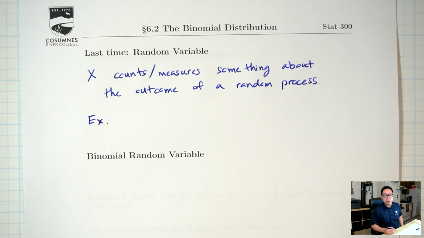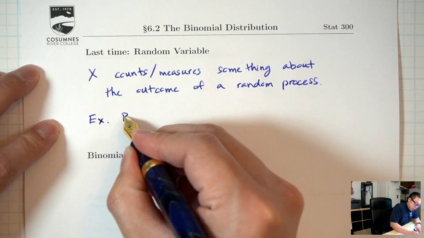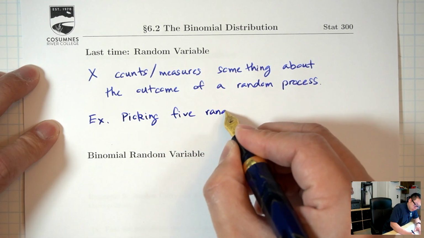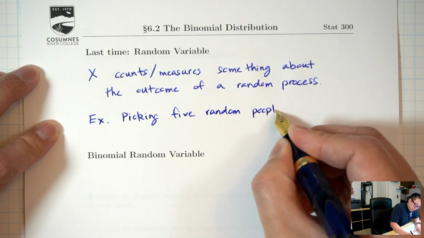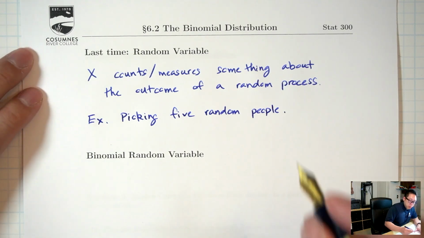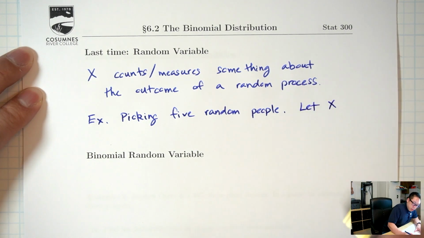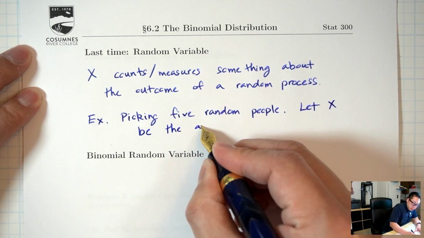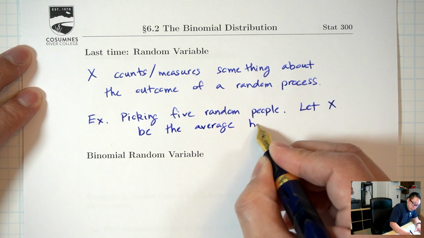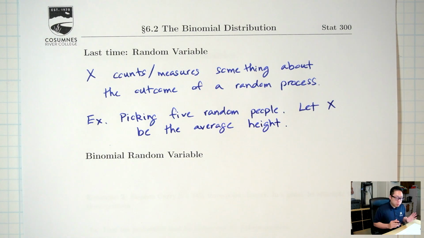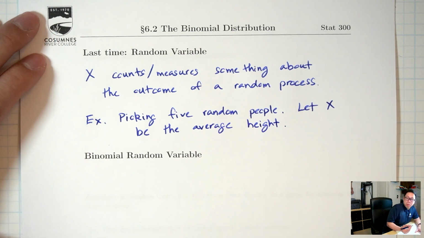One example I gave was picking 5 random people. That's the random process. So in and of itself, when you pick 5 random people, you don't get a number. You get 5 people. But you can force it to be a number by letting the random variable X be the average of the height. Now you do have a number. So that's a general random variable. I'm going to call those regular random variables.